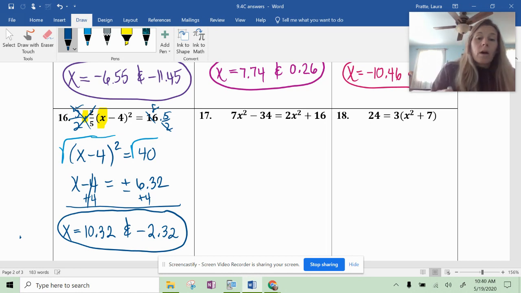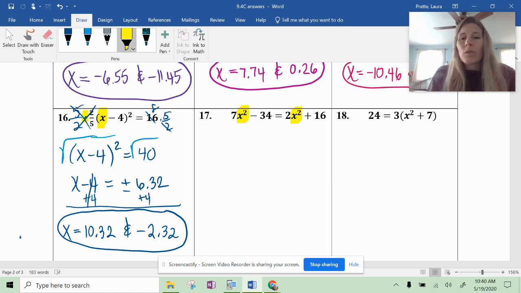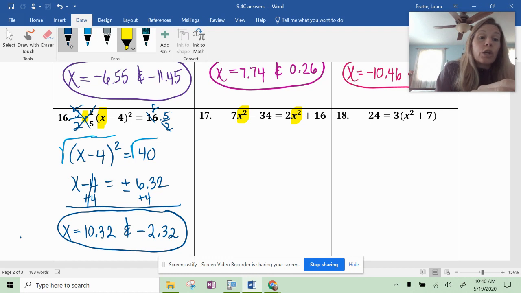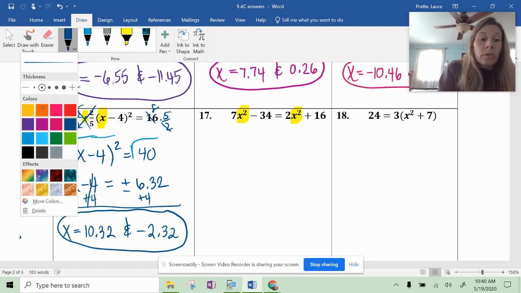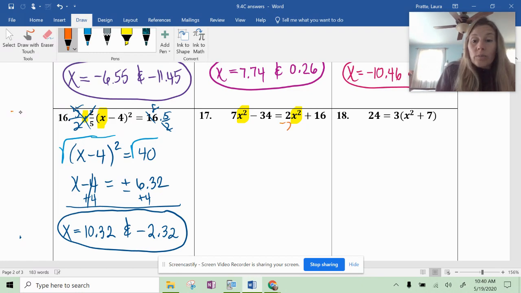Okay. All right, now number 17 is a little different because you might be like, well, wait, we have two variables. We do, but they're the same, so they can be combined into one. So when that happens, you just want to get your like terms on the same side of the equation. So I'm going to subtract my 2x squared onto this side, and that will give me 5x squared. And then I'm going to add my 34 to the other side. So that will give me 5x squared equals 50.